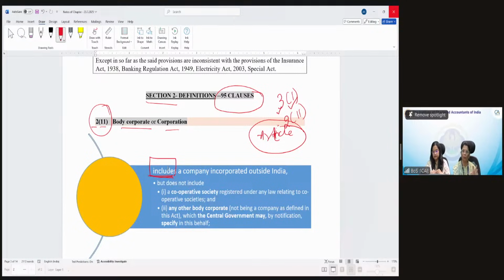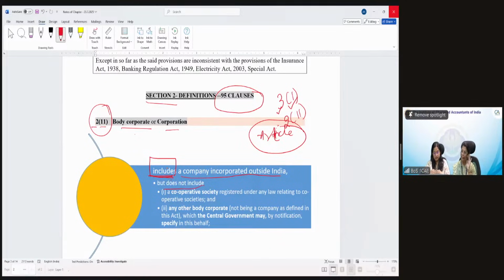So they are the body corporates. They said that body corporate includes that legal entity we are talking about, and along with that, a company incorporated outside India. So those companies are also covered under the body corporate. And it also specifies what it does not include.